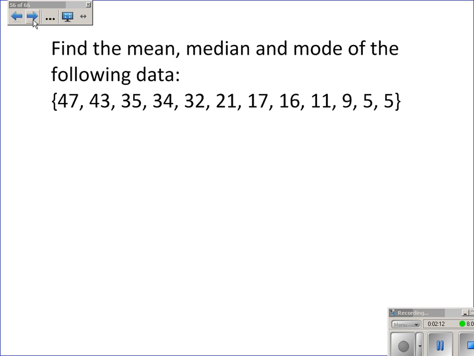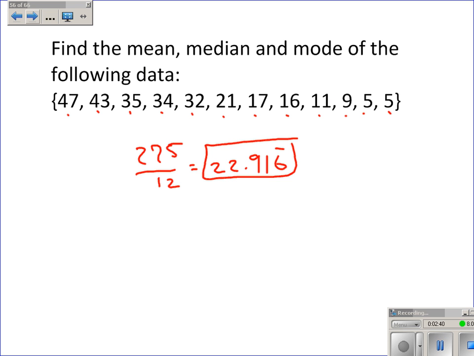Okay, so to find the mean, median, and mode of the following data set. Okay, the mean is just the average. You add them up and divide by the number of numbers. So if I add them up, I get 275, and there are 1, 2, 3, 4, 5, 6, 7, 8, 9, 10, 11, 12. I divide by 12, 275 divided by 12, and I get 22.916. Okay, which, looking at the numbers, is a pretty good indicator of the middle, because it's kind of right in the middle. This is the mean.